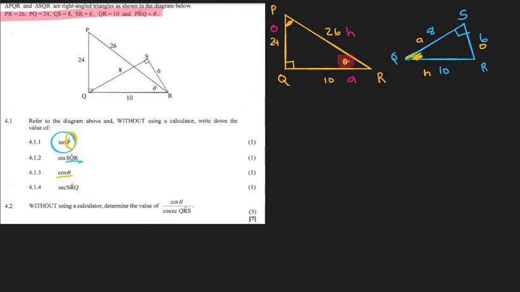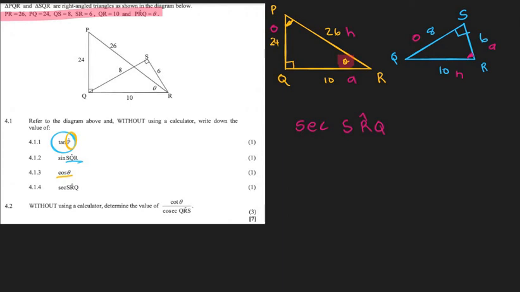This is now going to be sec SRQ. So we are going to look at that angle. So opposite that angle is going to be 8. Adjacent is going to be 6 because it's just next to it. And my hypotenuse is opposite my right angle.